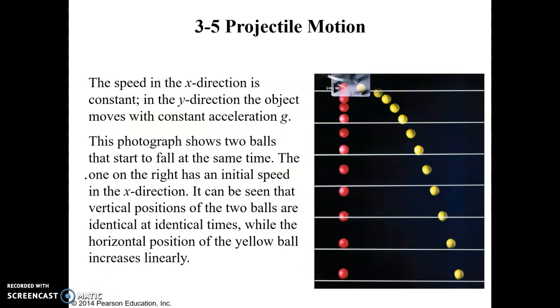And here we have some photography showing just that. We have the red ball falling straight down. We have the yellow ball that is given some initial horizontal velocity. Now, assuming that we neglect air resistance, that horizontal velocity will remain constant. But if we just look at the vertical velocity of the two balls, the red and yellow, we can see that they are in fact falling at the exact same rate.